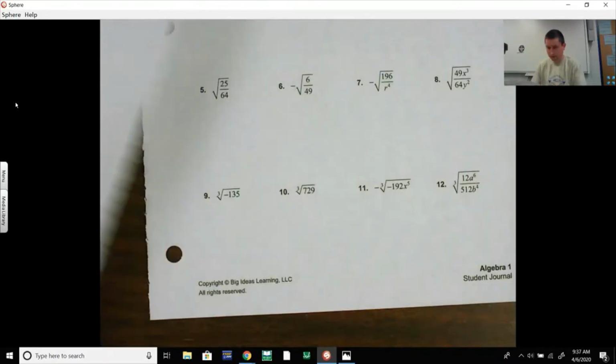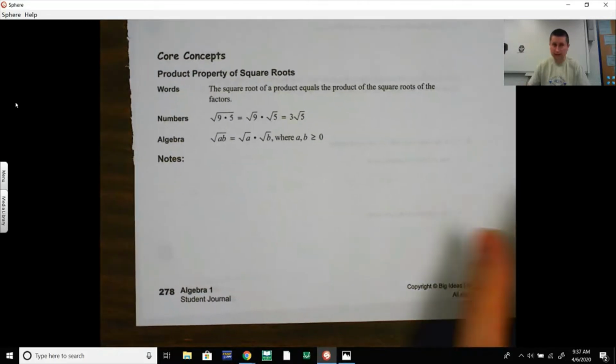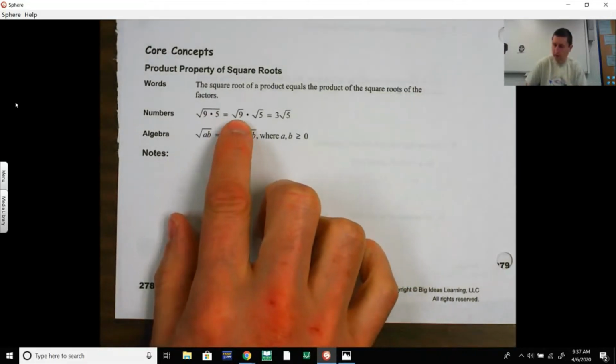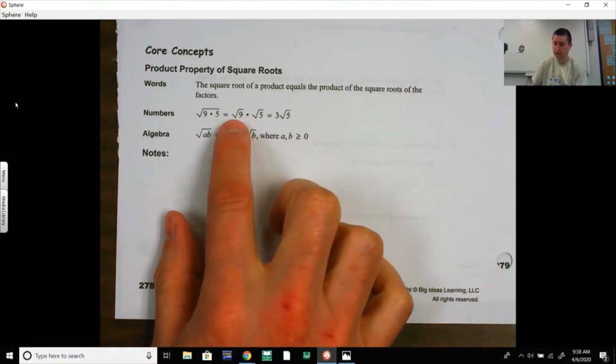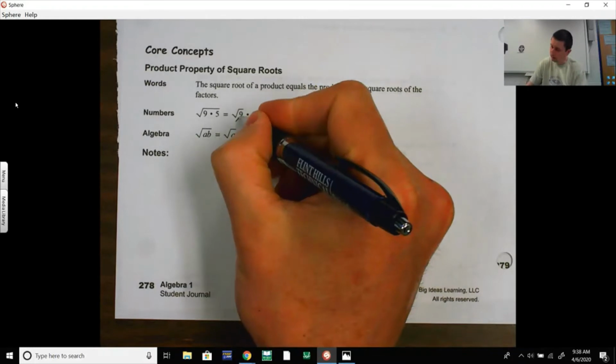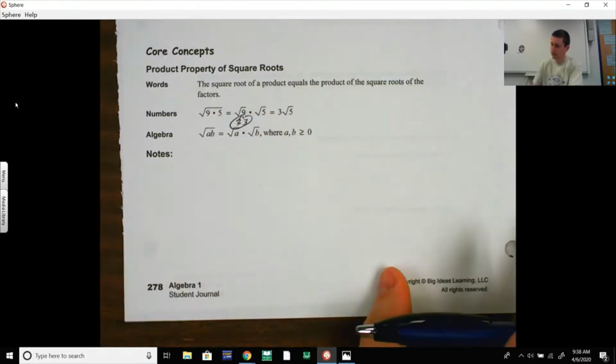So here are your basic steps. This is what we looked at in the last lesson. Square root of 9 times 5 is the square root of 9 times square root of 5, which is 3 root 5. Square root of 9 is 3. We did the factor trees, and 9 would have two 3s there. So you have a pair of 3s and you have a 5 left over.